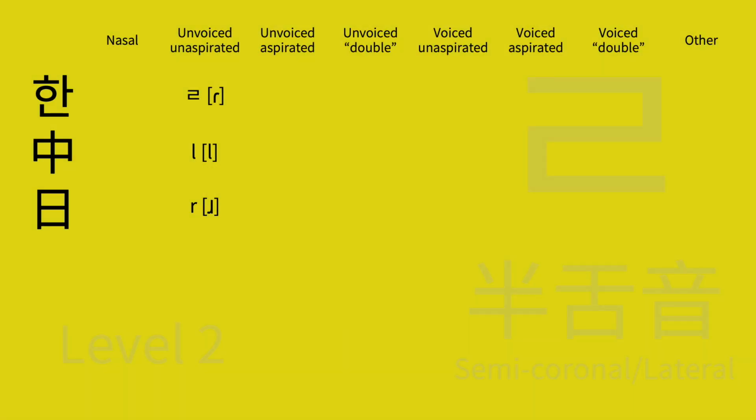The sixth group of semicoronal/lateral consonants, containing only 1 consonant per language, cannot be divided into further subgroups. That's it for level 2 of initial consonants. With the introduction of subgroups, you should be able to predict consonants more precisely when converting between languages. When guessing the initial consonant for an unfamiliar language, it will most likely be a consonant within the same subgroup.